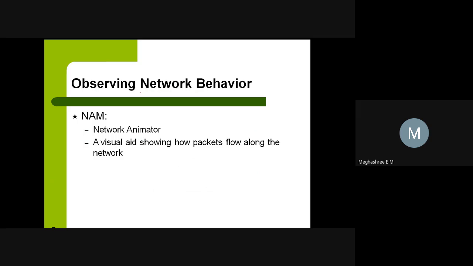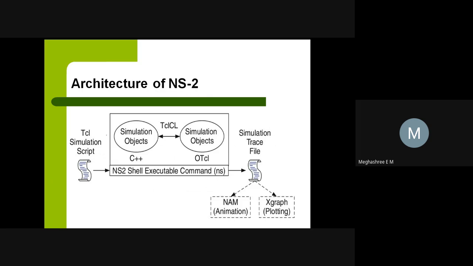So here, the network animator helps to observe the network behavior. As I said, you can see how packets flow in the network. If there is dropping of packets, that can also be visualized with the help of the NAM file. This is the architecture of NS2.